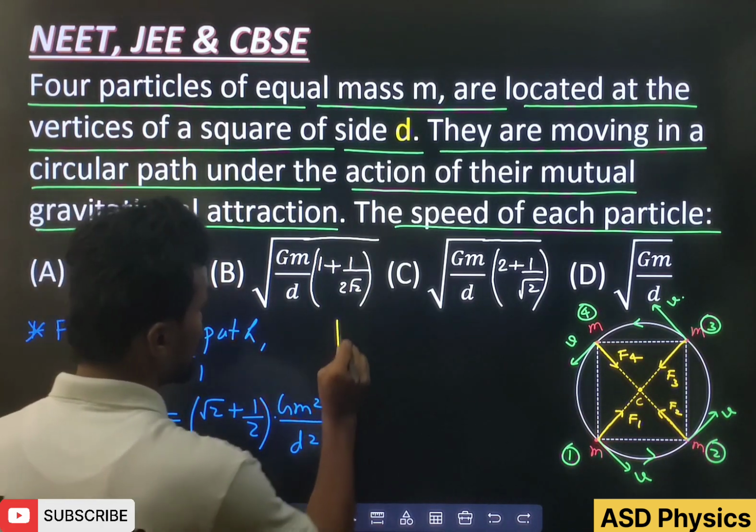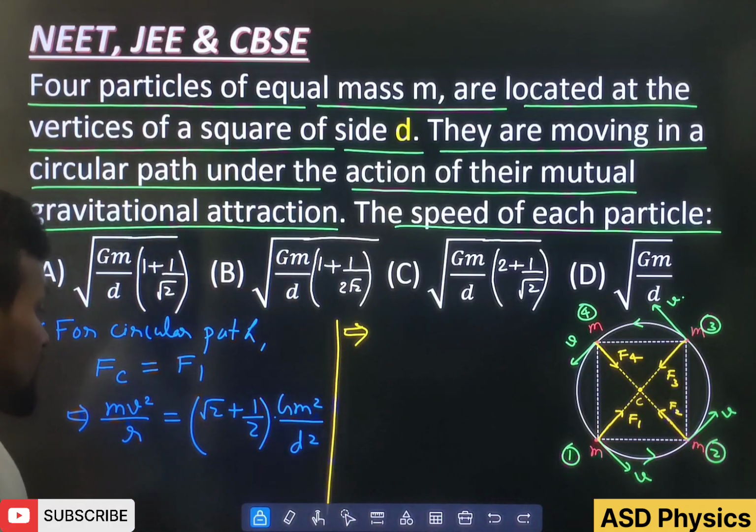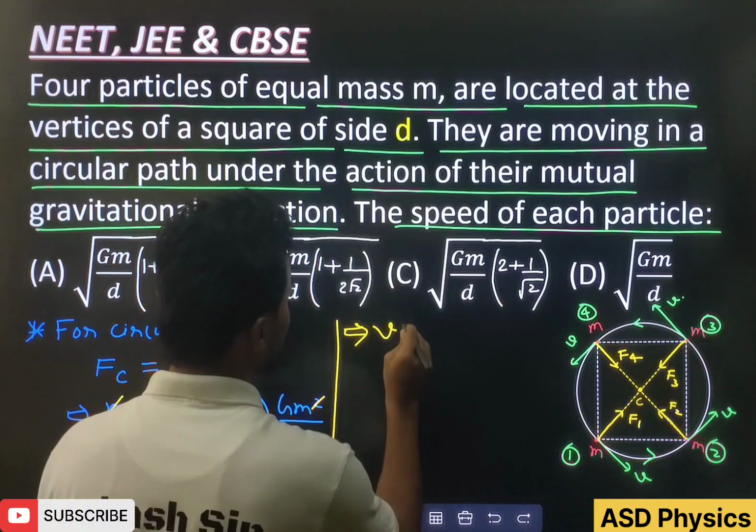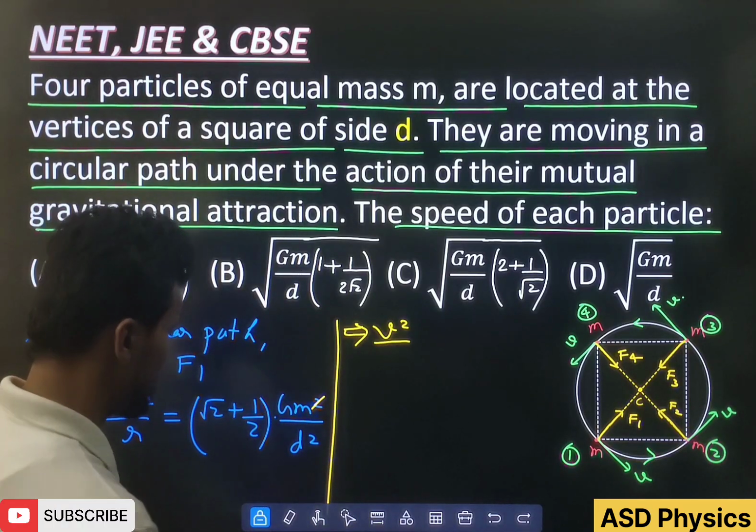Now after that we'll go ahead further. This m cancels, and we'll write v square. What is the value of the small r? Think and tell.